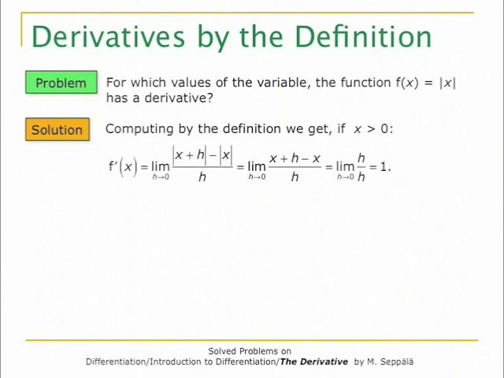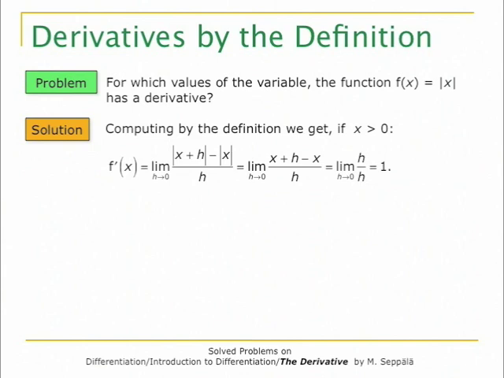The derivative, if it exists, is the limit of, in this case, absolute value of x plus h minus absolute value of x divided by h as h goes to 0. Now, if x is positive, then we may restrict ourselves to a situation where h is close to 0, then also x plus h is positive, and the absolute value of x plus h is x plus h itself, and the absolute value of x is x itself.